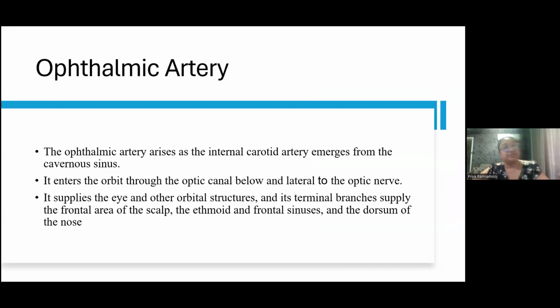So the ophthalmic artery arises as the internal carotid artery emerges from the cavernous sinus. Like I said before, it enters the orbit through the optic canal below and lateral to the optic nerve, supplying the eye, orbital structures, and some finer branches of it actually supply the frontal area of the scalp, the ethmoid and frontal sinuses, and the dorsum of the nose.